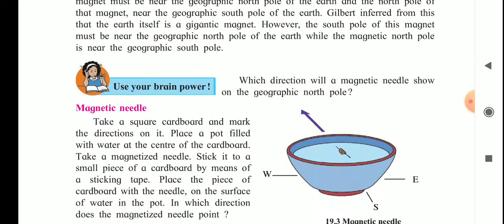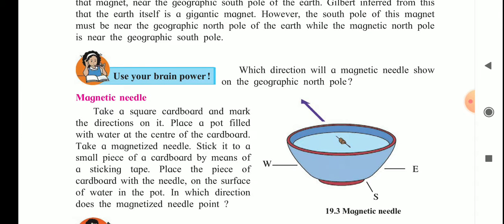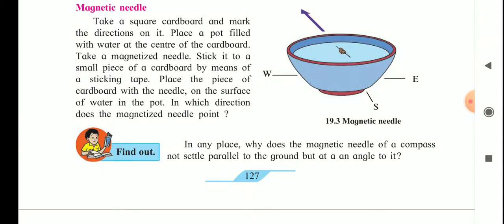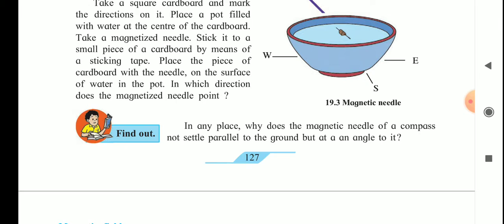So, for a magnetic needle, take a square cardboard and mark the directions on it. Place a pot filled with water at the center of the cardboard. Take a magnetized needle and stick it to a small piece of cardboard by means of sticking tape. Place the piece of cardboard with the needle on the surface of the water in the pot. In which direction does the magnetized needle point? We see that in any place the magnetic needle does not settle parallel to the ground, but at an angle to it.